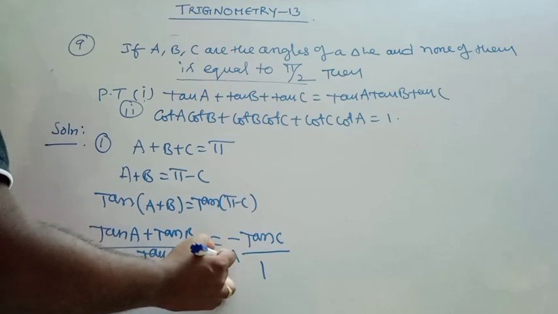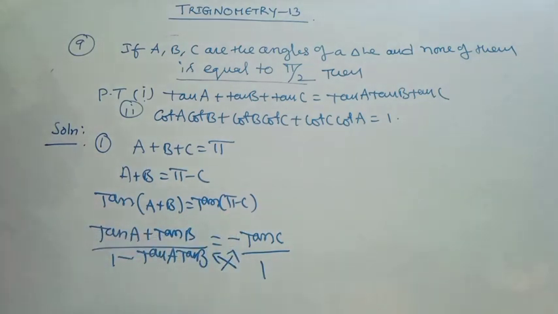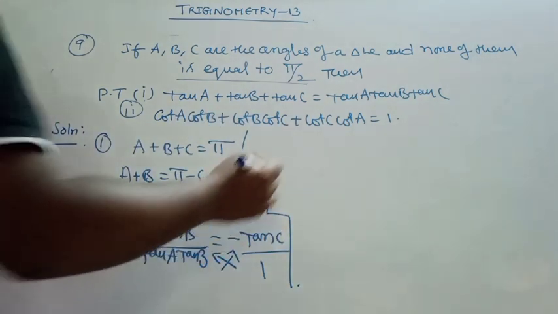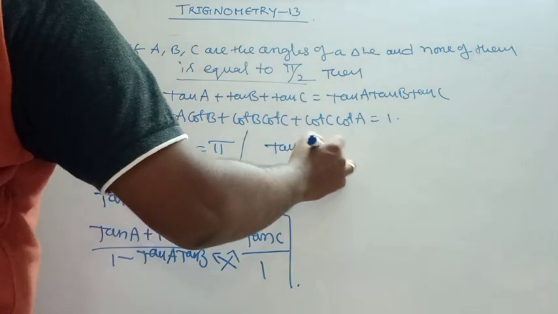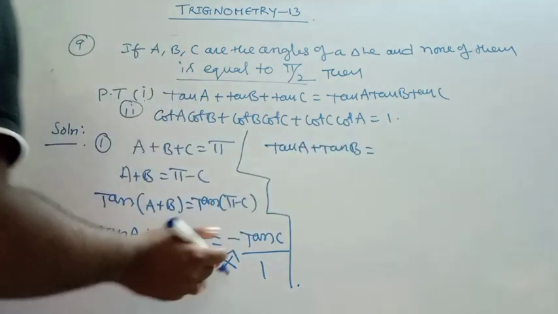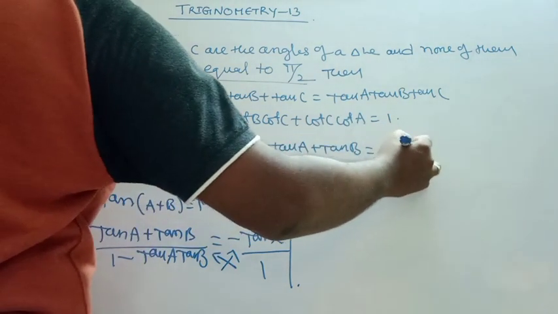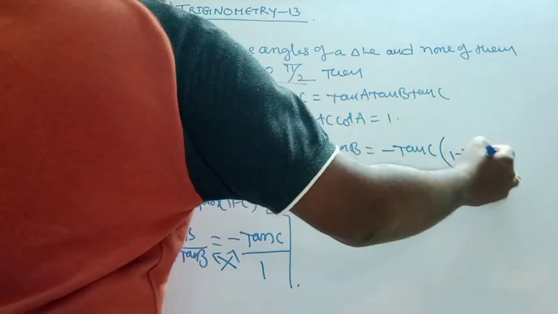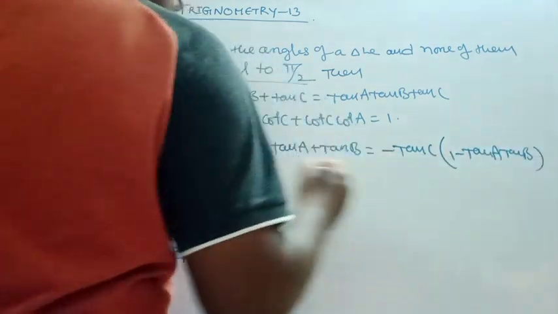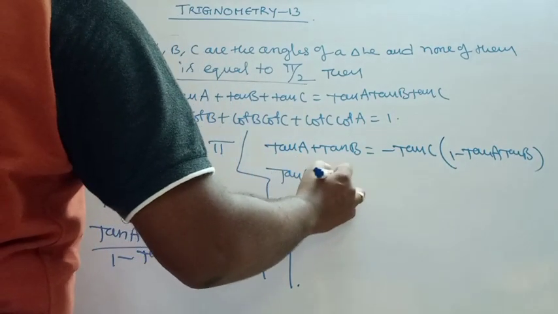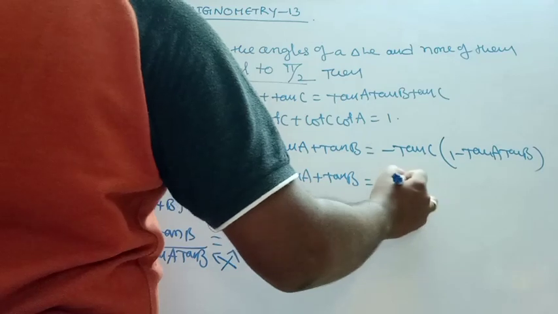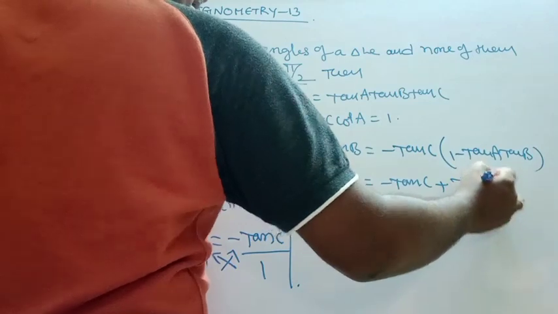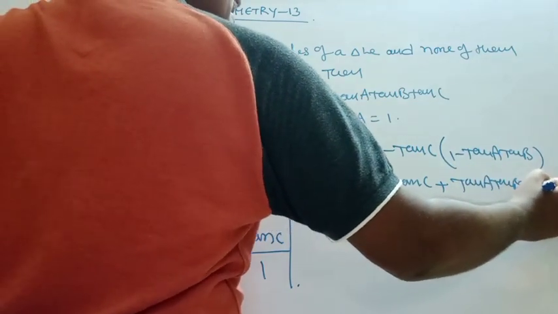If you do the cross multiplication, what we are going to get is tan A plus tan B is equal to minus tan C times 1 minus tan A tan B. Now tan A plus tan B is equal to minus tan C plus, minus into minus being plus, tan A tan B tan C. You are going to get it like this.